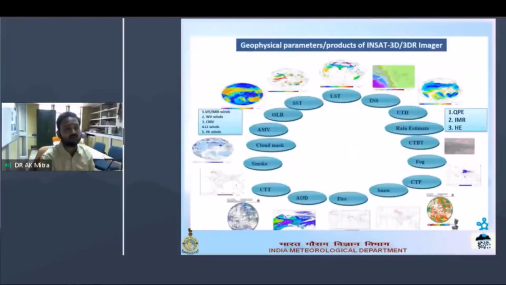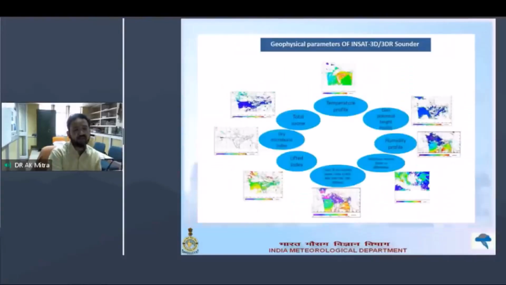Now, what are those products which are helping us from the weather application side? These are products like outgoing longwave radiation, atmospheric motion wind, cloud mass, smoke, CTT, that is cloud top temperature, and land surface temperature. These are the number of products we are generating from INSAT-3D and 3DR, and you can see the number of parameters in terms of the sounder.